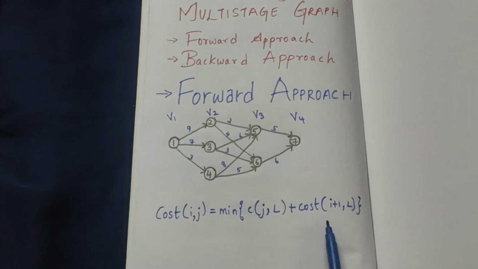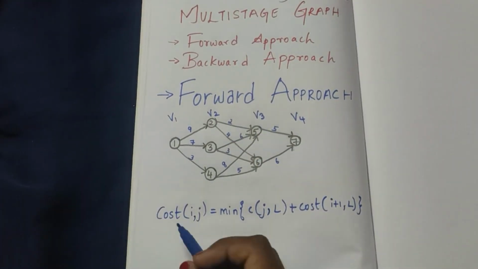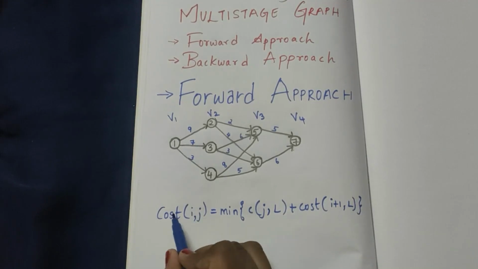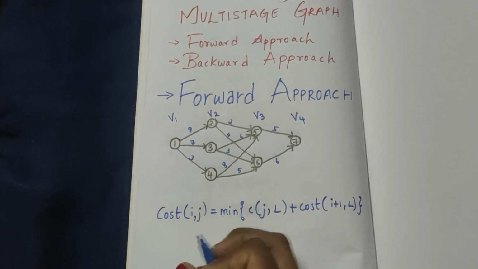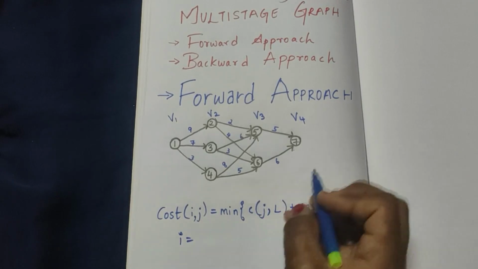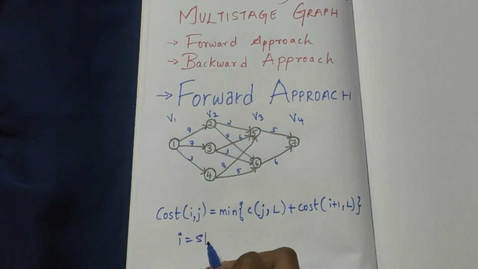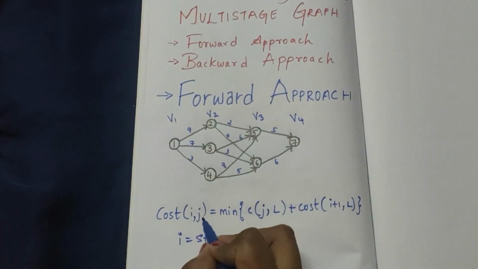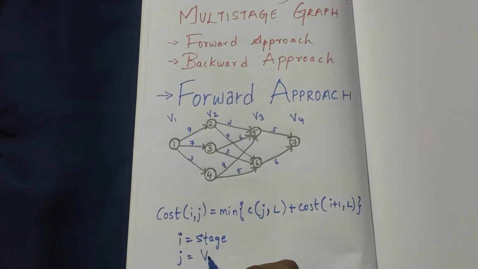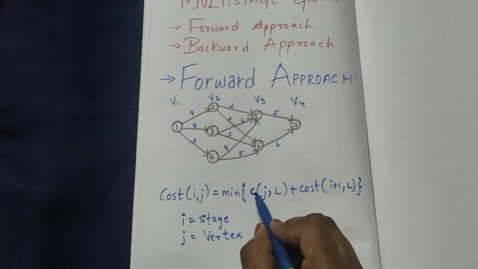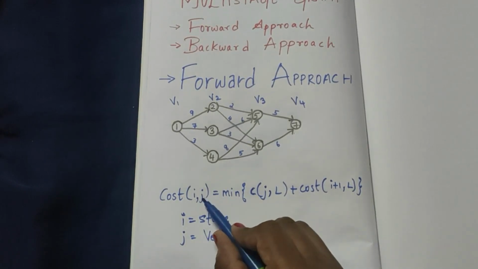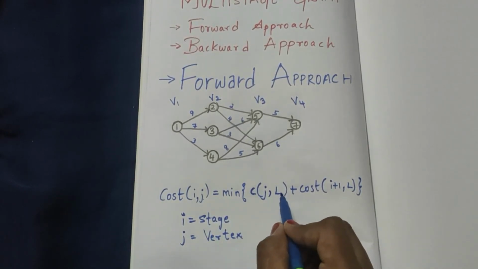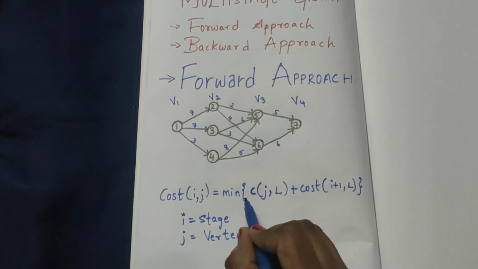So this is the formula for the forward approach. Here your i and j, so cost of i comma j. Here i is your stage and j is the vertex. So here when you see c of j, you can get the value from here. Now what is l? This is when you find the minimum value.